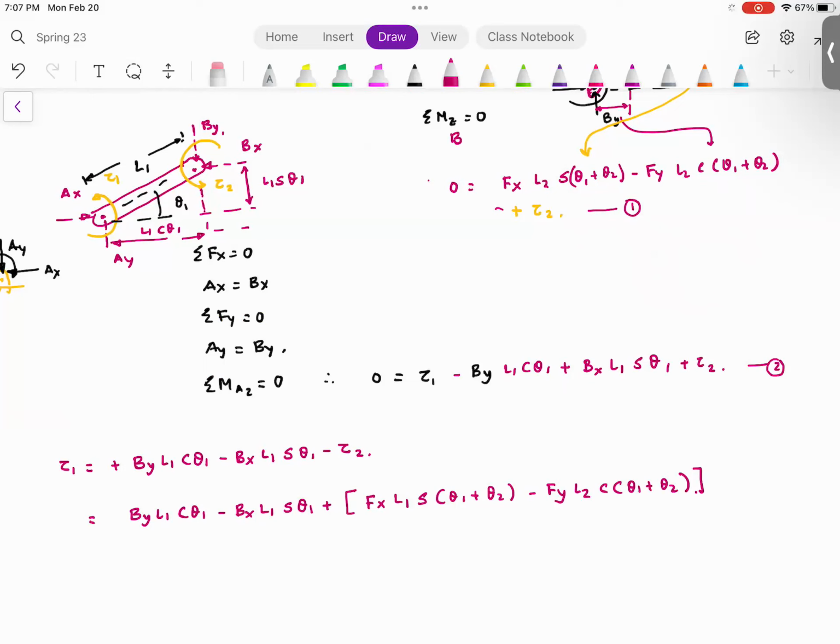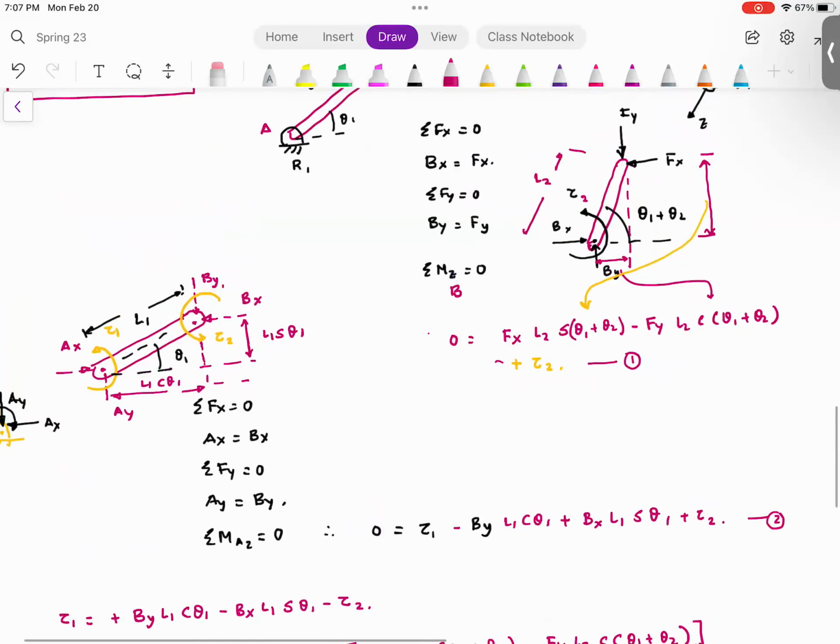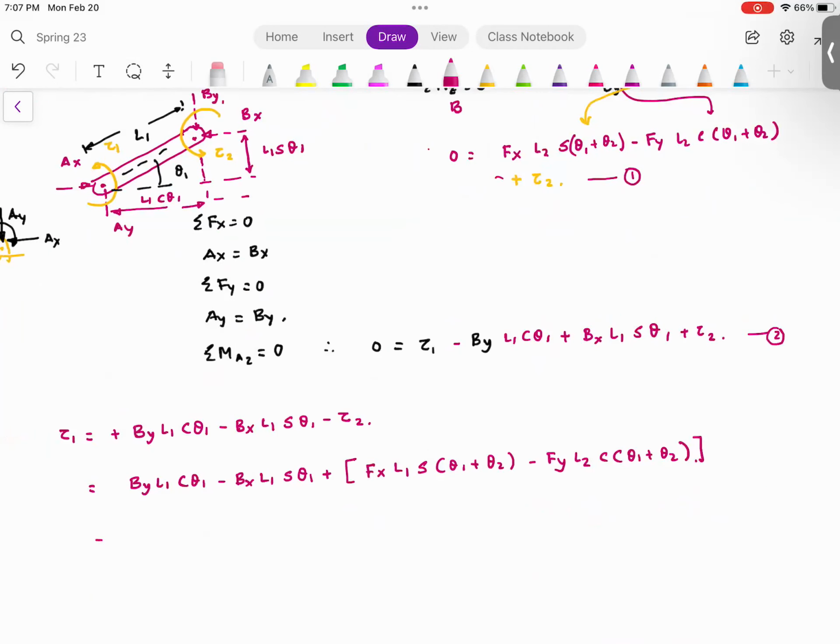Now, dx and dy are given here. Can you see dx is equal to Fx, dy is equal to Fy. You agree with me? So I can write this equation as tau 1 is equal to Fy L1 cosine theta 1 minus Fx L1 sine theta 1 plus Fx L1 sine(theta 1 plus theta 2) minus Fy L2 cosine(theta 1 plus theta 2). Are you with me so far?